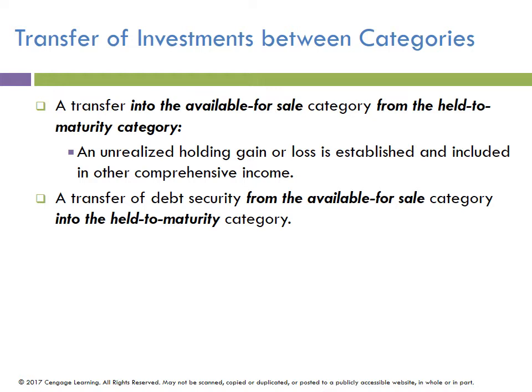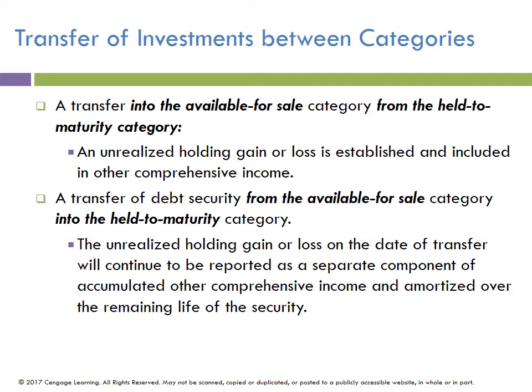A transfer of debt security from available for sale into held to maturity. You continue to report the unrealized holding gain or loss as a separate component of comprehensive income and amortize it over the remaining life of the security. So that's a funky one. So you've got to be very careful. You can transfer between categories, but you just have to remember what you need to do to accomplish that correctly.